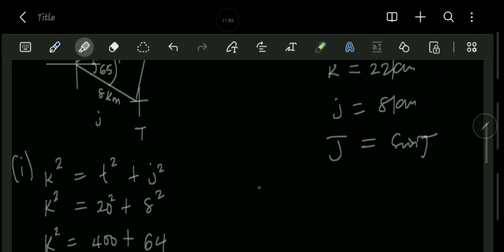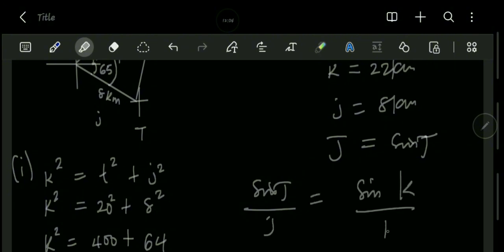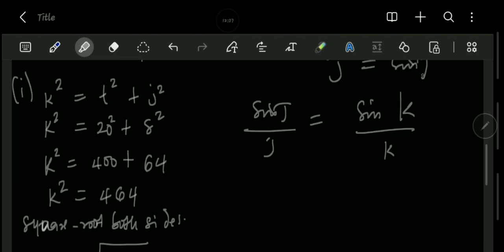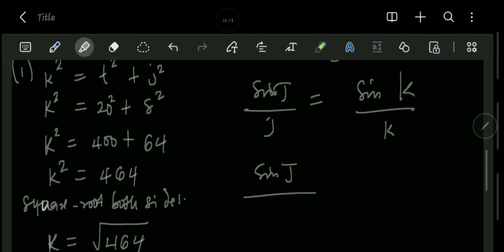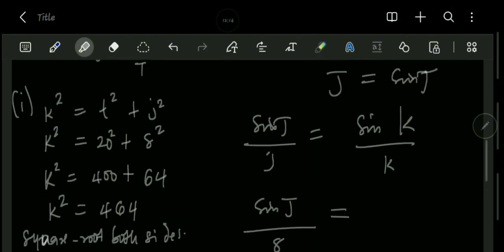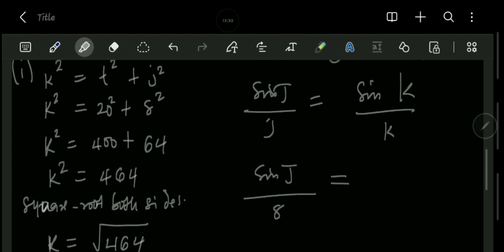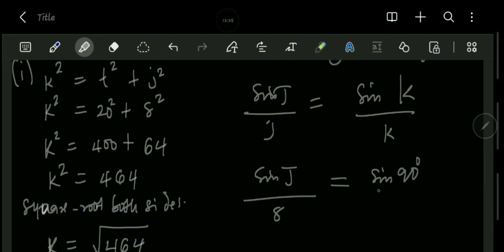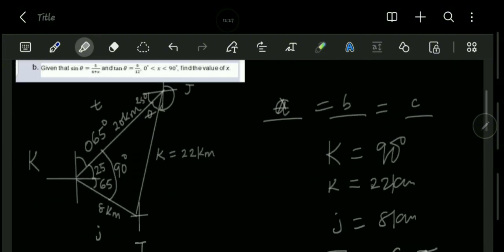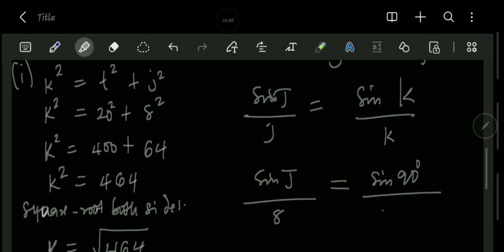So I'm going to relate these two together using the sine rule. I'm looking for the angle, so I'm going to have the first one on top. So sine j over small j is equal to sine k all over small k. Sine j here is what I don't know, and small j is 8. That's equal to sine 90, since I have capital letter K as 90, all over small letter k, which is 22.